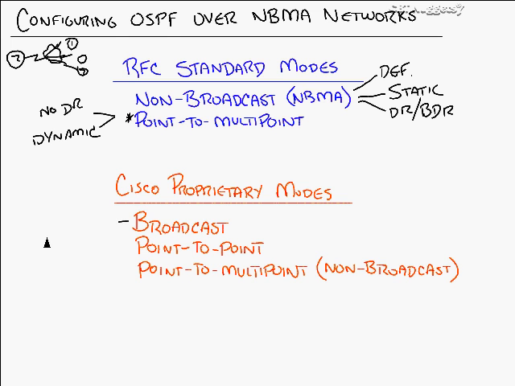Cisco proprietary modes. Broadcast will treat the frame relay or non-broadcast multi-access cloud just like it would in Ethernet segments. This one will have a DR, it will have a BDR, and it does require that every router in that frame relay cloud have full connectivity to every other router. So when you see broadcast, think full mesh, which most of the time you won't have unless you have a very wealthy company that's supporting all those virtual circuits.